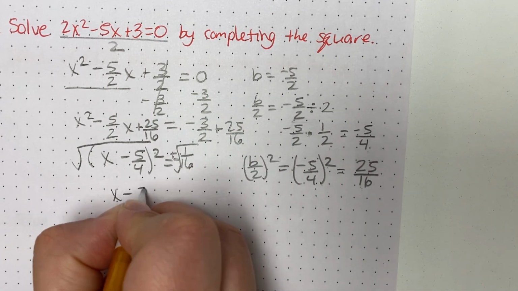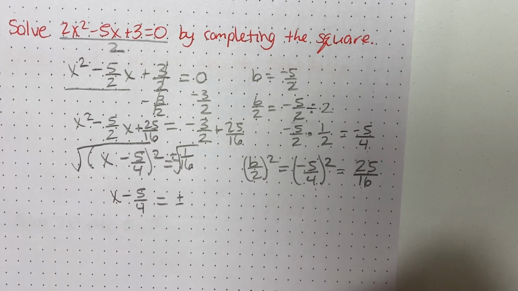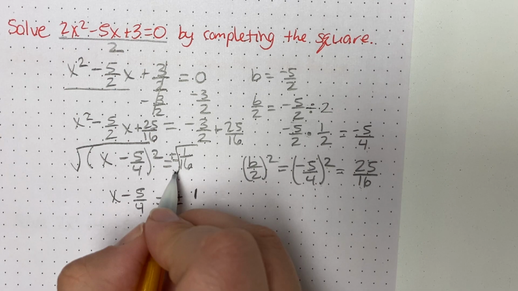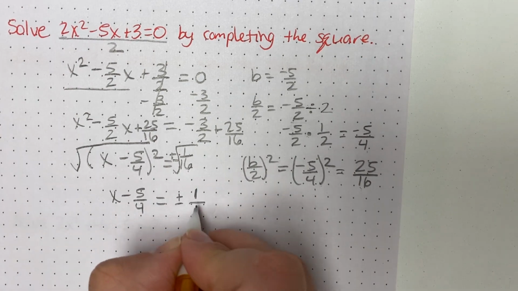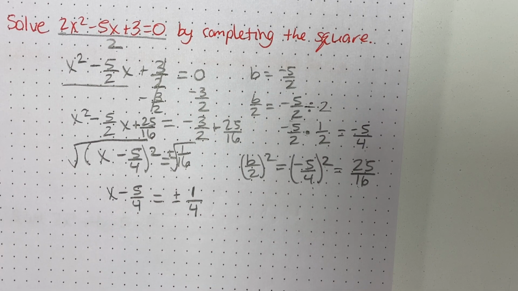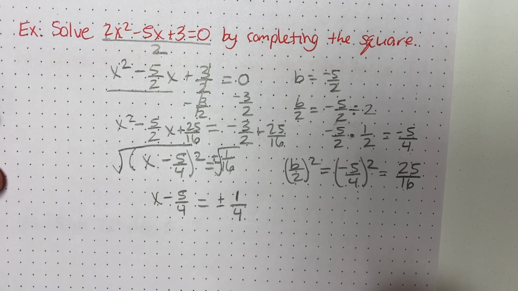And I'm going to have x minus 5/4 equals plus or minus. The square root of 1 is just 1. The square root of 16 is just 4. No more square root there. You could end up with a square root answer, and that's okay. It's just going to get a little messy.